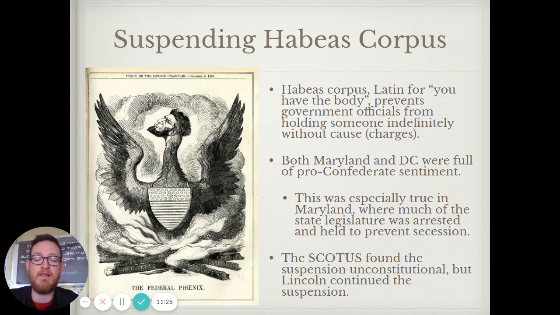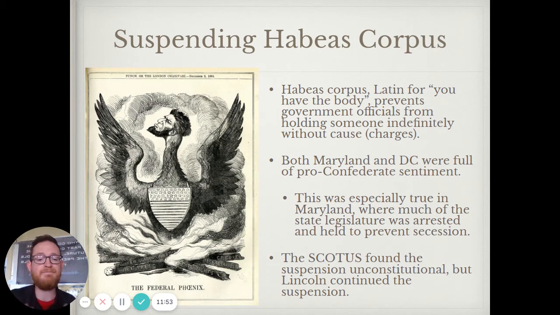So Lincoln suspended this, and the reason that he suspended this is that both Maryland and Washington, D.C. were full of pro-Confederate sentiment. And this was especially true in Maryland, where there was belief that the state legislature there, if they would have a vote for secession, that they would probably vote to secede from the Union. So Lincoln decided to suspend habeas corpus to arrest a lot of these people that were against the United States during this time, including many of those in the Maryland legislature.